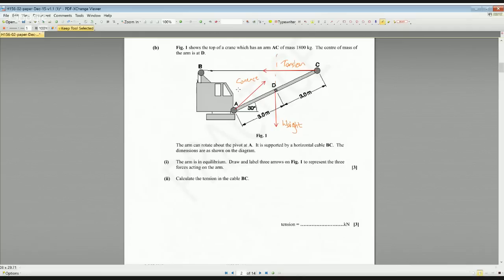So there were 3 marks available for that question. I think to get all 3 marks, you needed to have labelled all 3 forces. Let me just double check that. Yes.